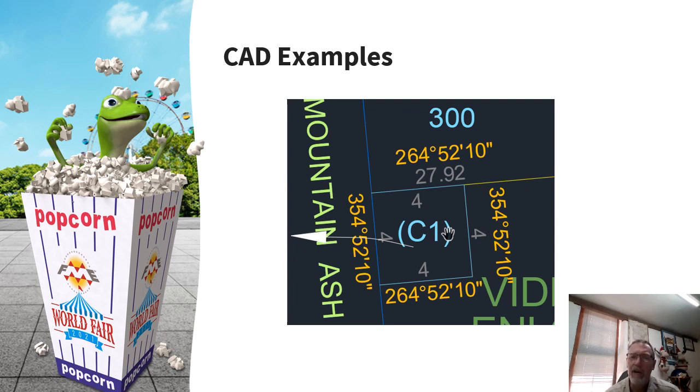Here's another CAD example where we've got 27.92 and we've got a 4, and they're both sitting over the same line. If I looked at that, I can see that the 4 relates to the lighter blue line because there's other 4s around it, and so I can make that assumption. But in that case, the 27.92 is actually closer to that blue line. So is it related to that?